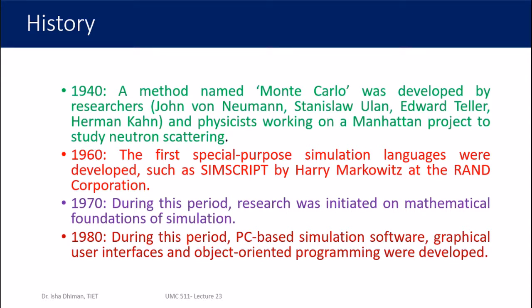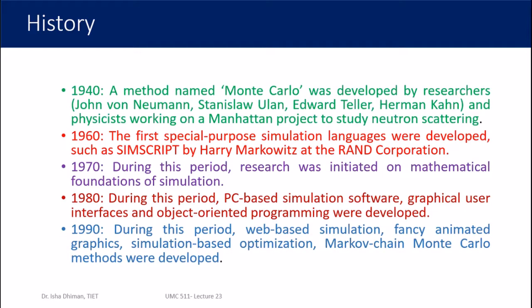So the visualization or animation kind of view of the simulation was developed in this time, and then later on it became more advanced. Web-based simulation, animated graphics, simulation-based optimization. Animated graphics, you can say the animated movies which you watch are also one kind of simulation. Markov chain Monte Carlo method. This is also a very famous, well-known method. MCMC, Markov chain Monte Carlo method.